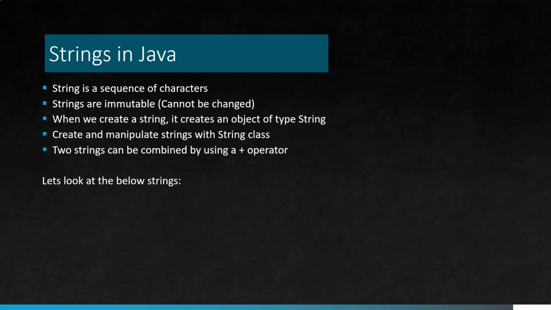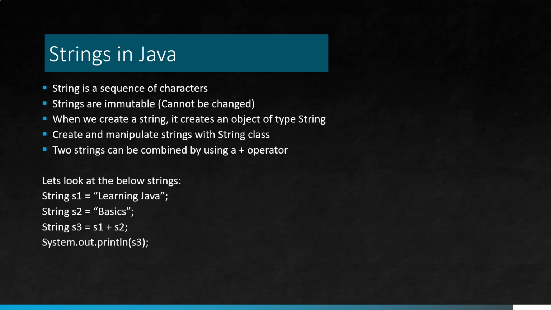So there are two strings. One is s1, which contains the text learning Java. The other is s2, which contains the text basics. Now we create a third string, which is s3, and we write s1 plus s2. What it will basically do is combine the s1 string with the s2 string, and the output will look something like learning Java basics.